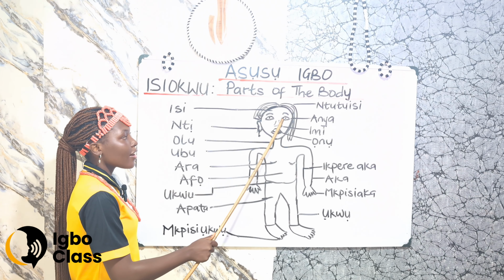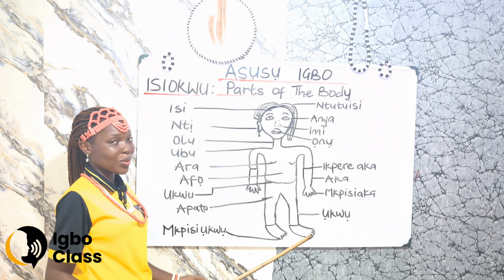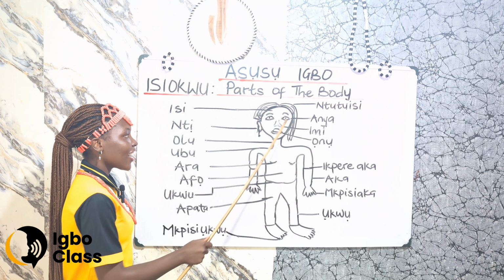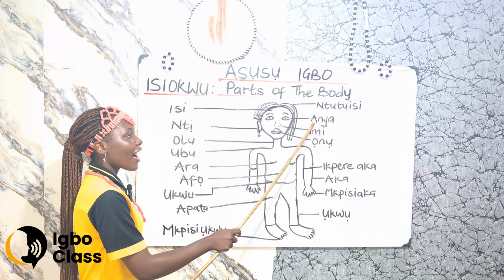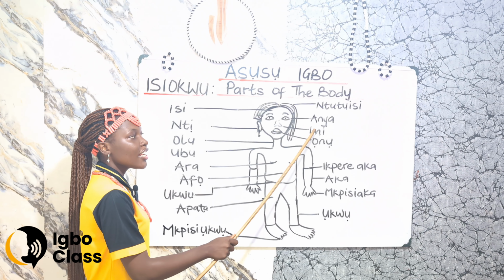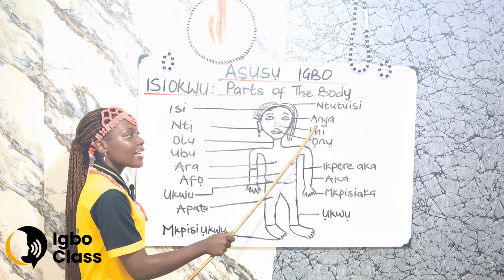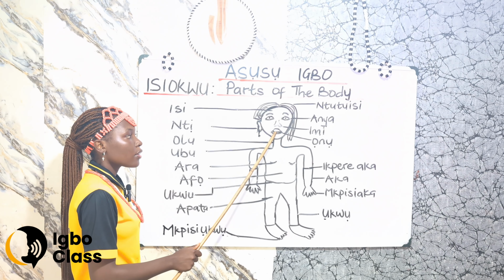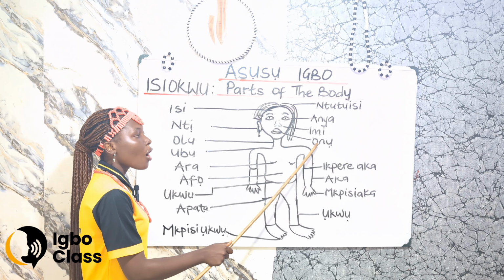We have the eye. Oh, how shiny and bright those eyes are. The eye, anya. The nose, ini. The mouth, ono.